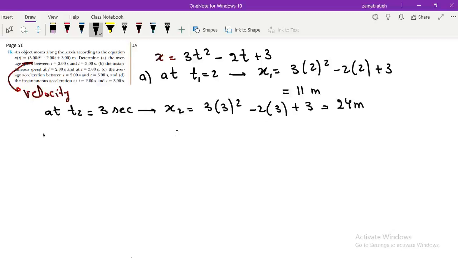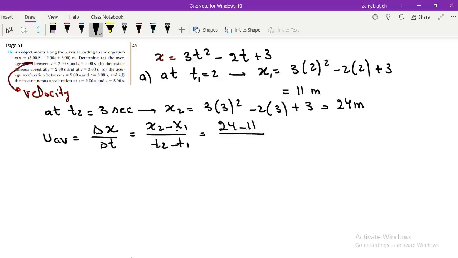Now we have to find the average velocity between these two times. It's equal to the displacement over time, which is x2 minus x1 over t2 minus t1. It's equal to 24 minus 11 over t2 minus t1, which is 3 minus 2. Okay, so I will get 13 over 1. It's 13 meter per second.